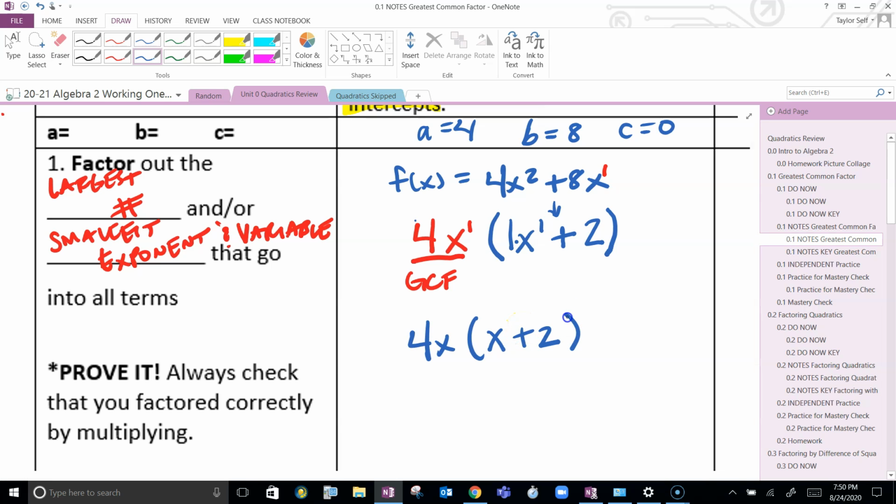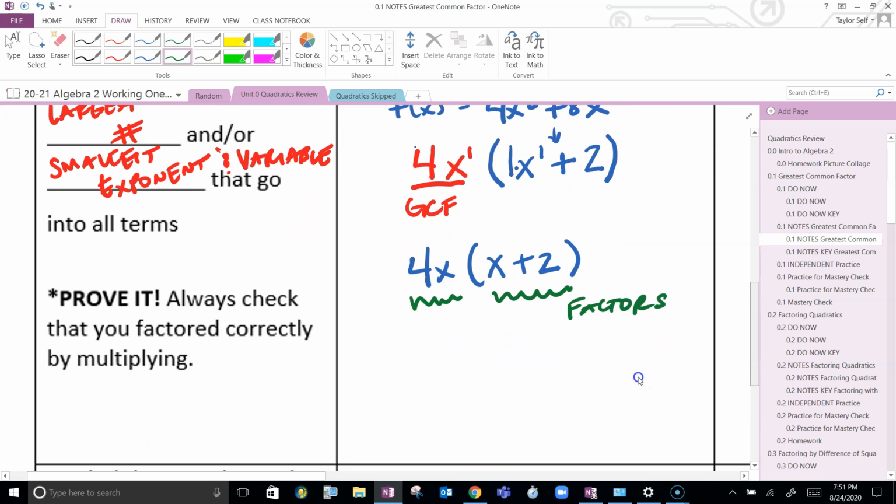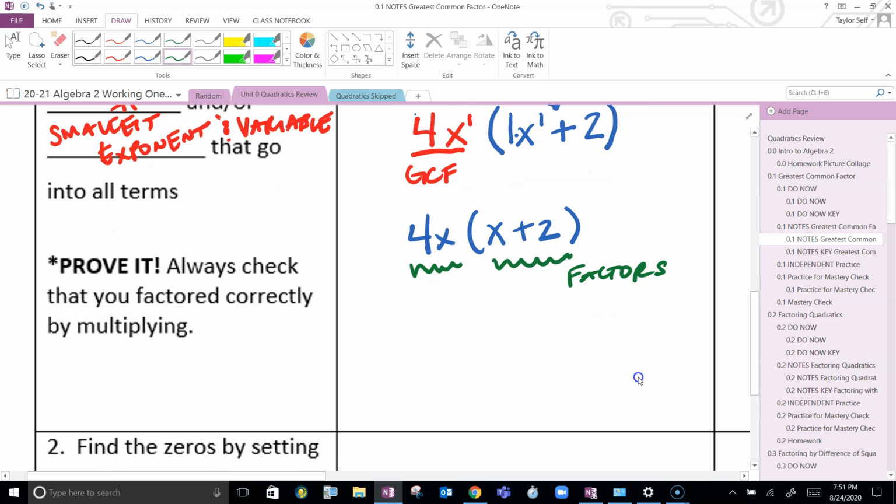Okay, and now let's make sure we know what we are looking at. These things here, I'm going to put them in green. These two pieces, make sure you write this down because this is important for the mastery check. These two pieces are called factors. They're the two pieces that multiply together. See, there's multiplication right here. They multiply together to give you what you started with.